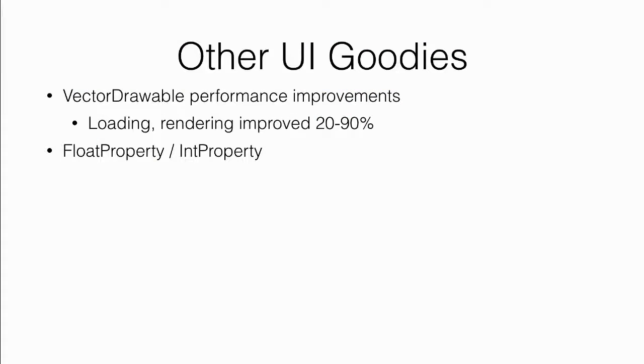Also, FloatProperty and IntProperty, my favorite feature, because I checked them in this release. Is that the only code you wrote for N? Possibly. I'm pretty sure. No, actually, I wrote a lot of other code, and I checked it in, and there were problems, so I checked it back out.